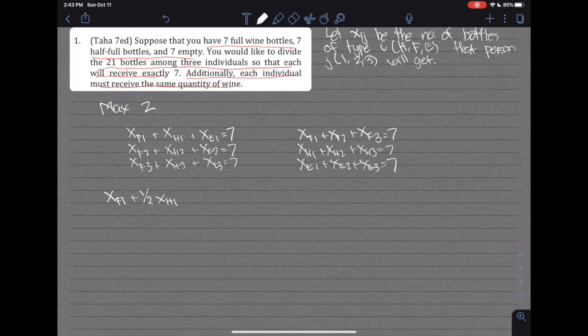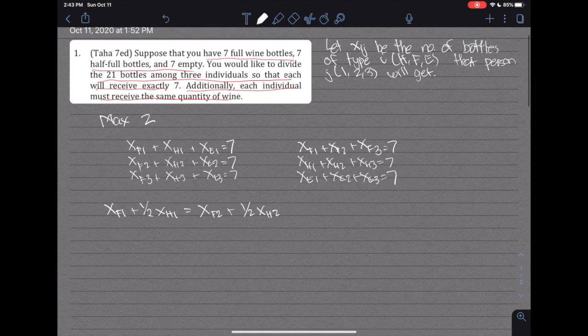This should be equal to the amount of wine that person 2 will get. Therefore, we have equals xf2 plus 1/2 xh2, and it also should be equal to the amount of wine that person 3 will get. So that's xf3 plus 1/2 xh3.